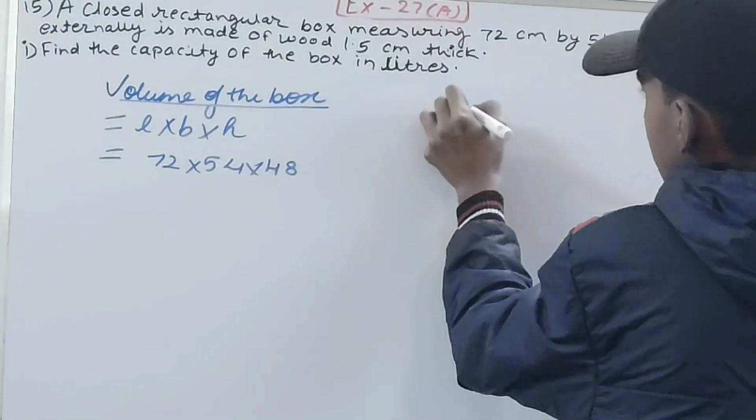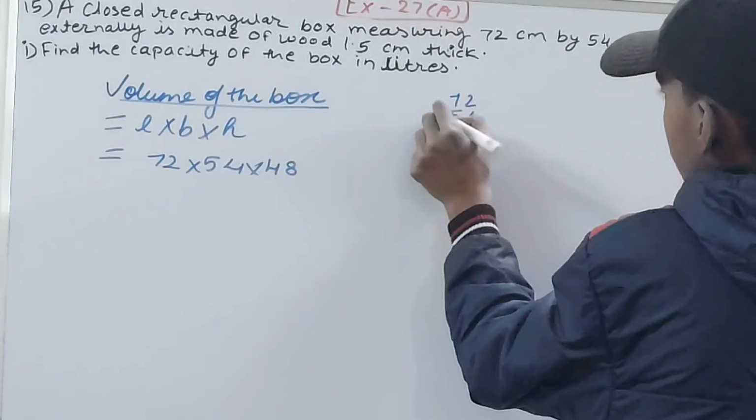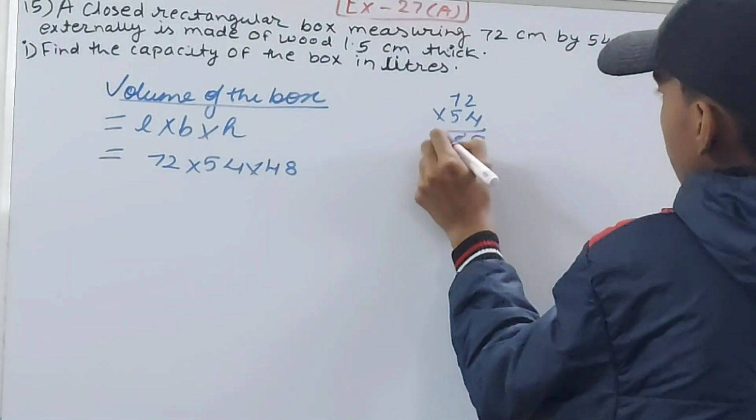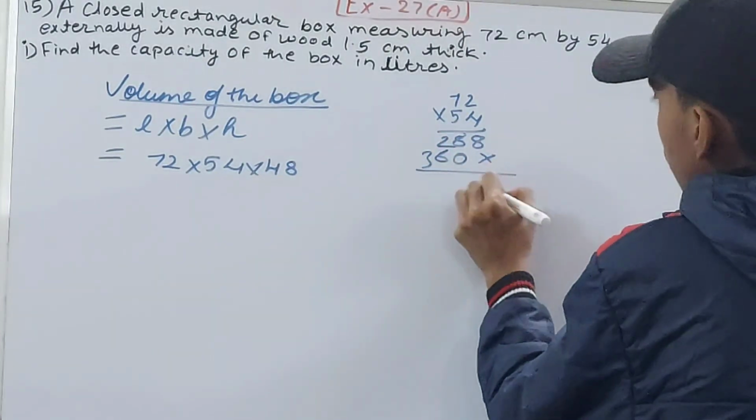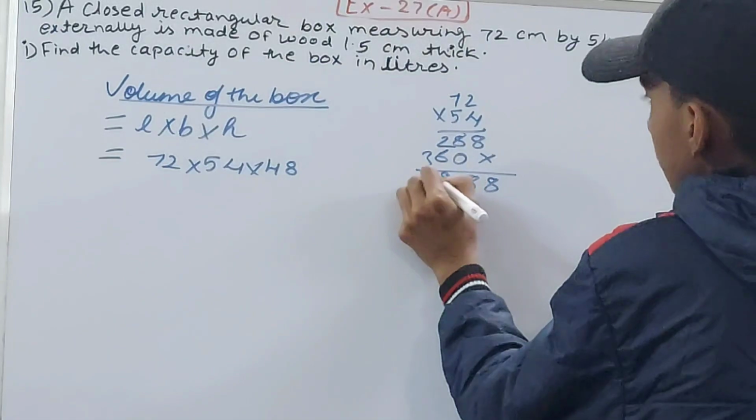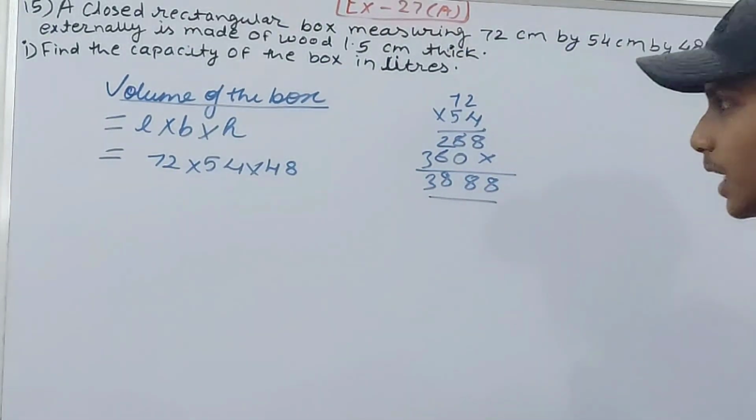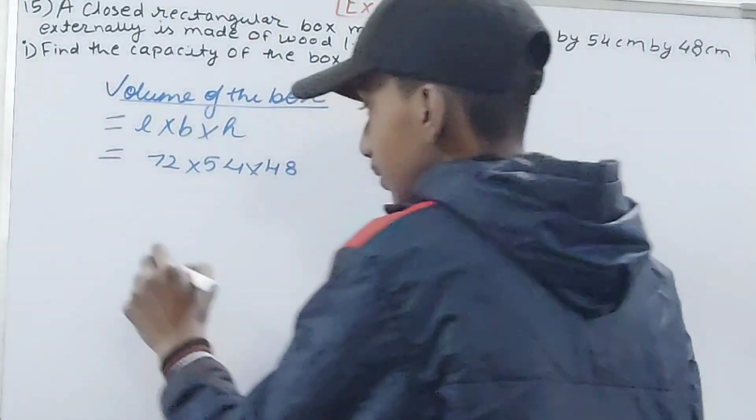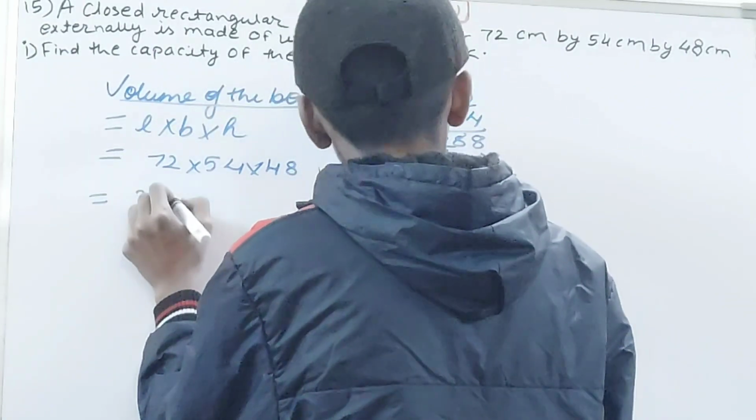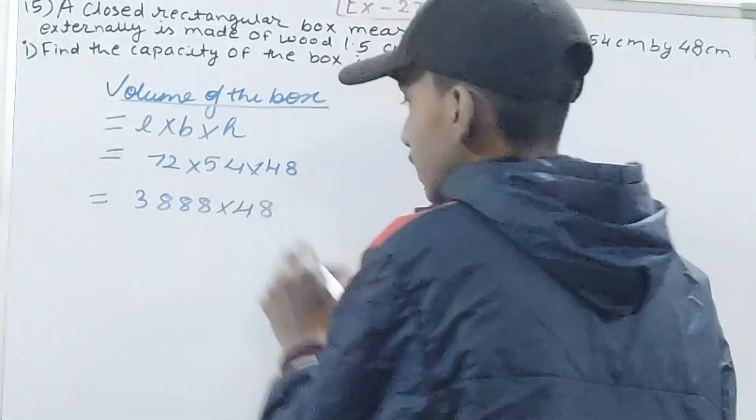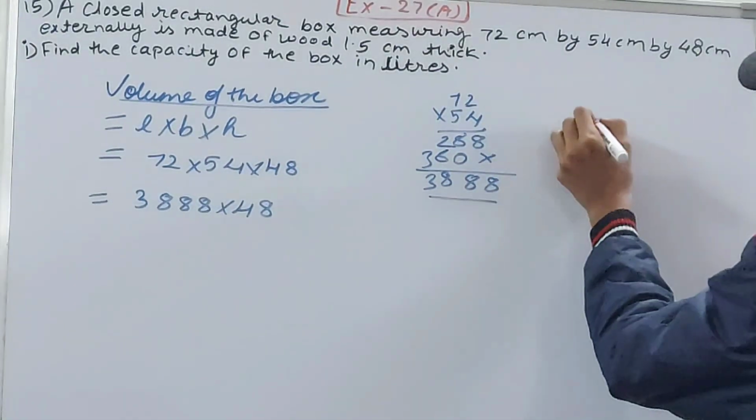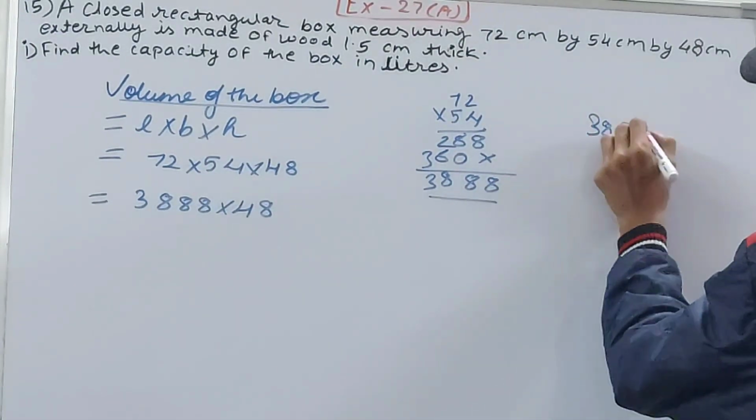So first let's multiply 72 by 54. So 8, 288, 10 and 1, 360. Now 8 here, 8 there, 8 here, 3888 is the volume. No, not the volume, this is 3888 into 48. Last one, let's multiply, this will give me my volume, right?